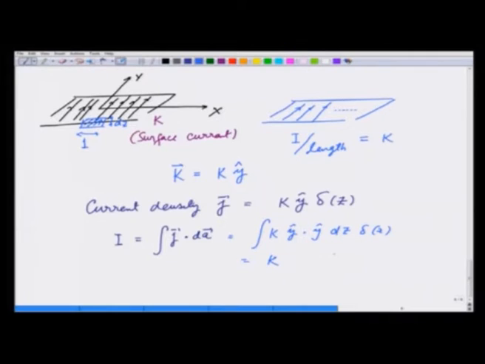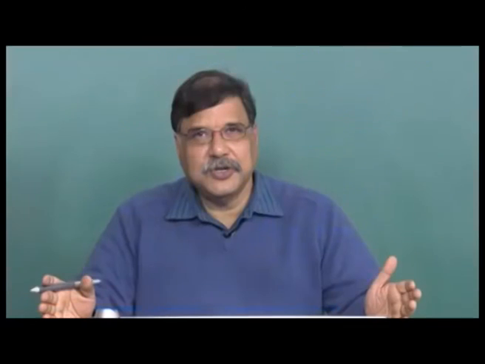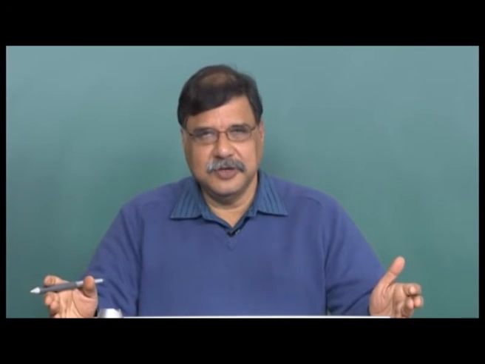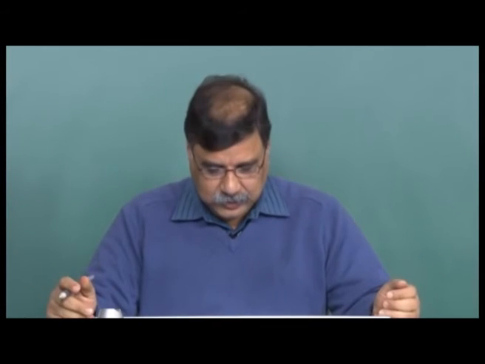So, this is consistent. J for a surface current is like a delta function, delta goes as 1 over z. So, you can see this is already current per unit area. K, the surface current, is per unit length. This is similar to the charge density and surface charge density that we used in electrostatics.